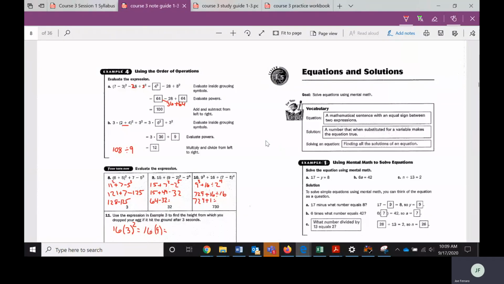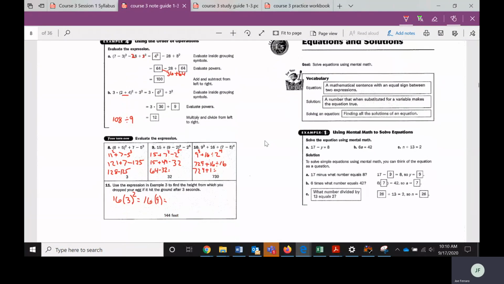Video here for lesson 1.5, looking at equations and solutions. So you're going to be in your note-taking guide. And if you don't have that, hit pause, go get that.